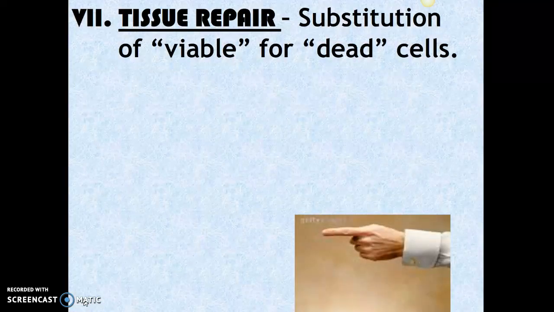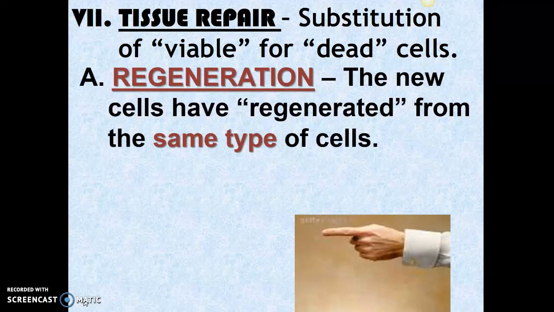Part 7. Tissue repair. There's different types of tissue repair. Isn't it amazing when you cut yourself, how the body says, I'll heal that, but I'm going to stop right there and not put cells in that gap. So when you substitute viable cells, living cells, for dead cells, that's called regeneration. That's going on right now.